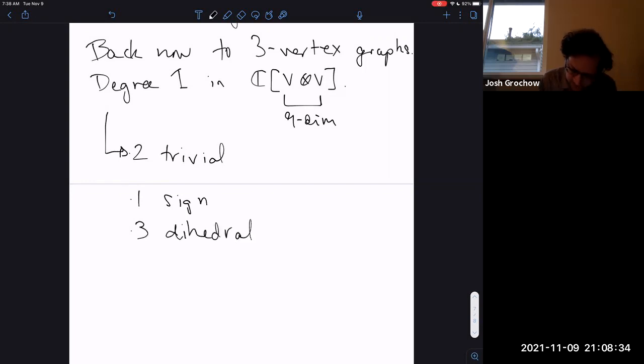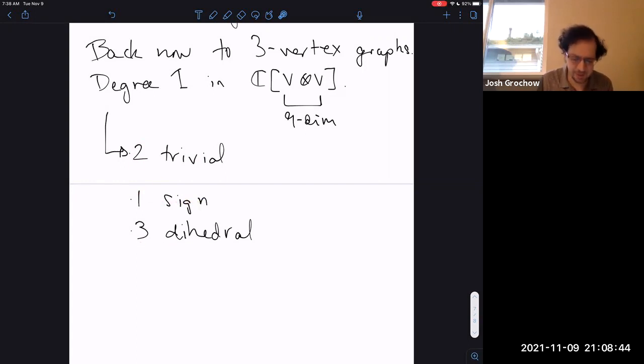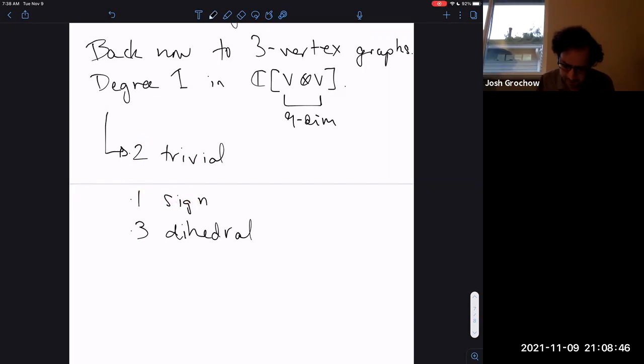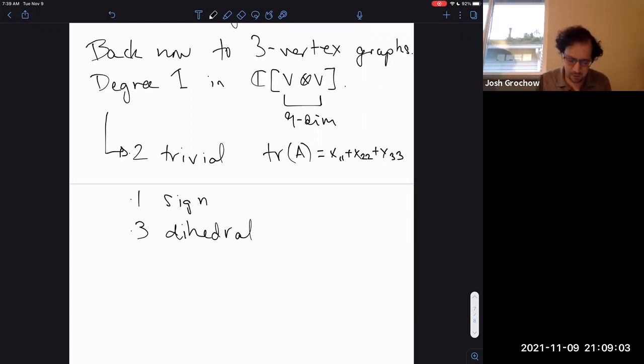Okay, and do these dimensions add up? This is 2 1-dimensional things, 1 1-dimensional thing, and 3 2-dimensional things. So 3 times 2 is 6, plus 3 is 9. So that's all the degree 1 stuff. And what are these polynomials? So 1 trivial rep here, if I think of these as matrices, is the trace. So this is x11 plus x22 plus x33. Great, so that's an invariant.